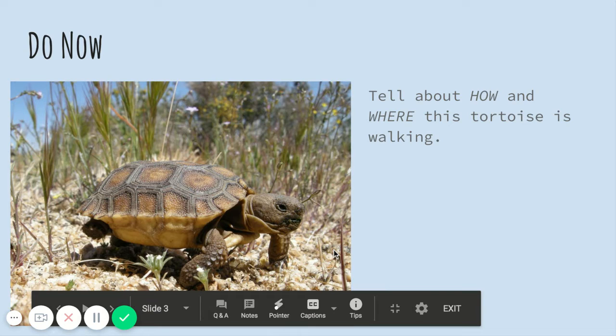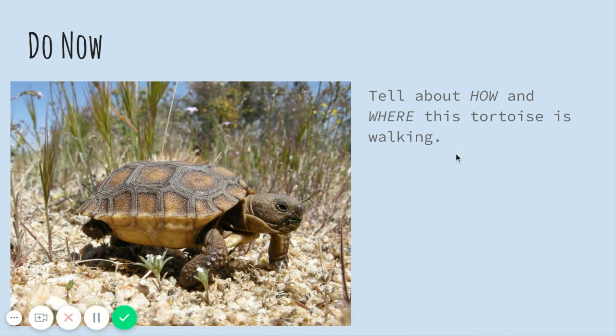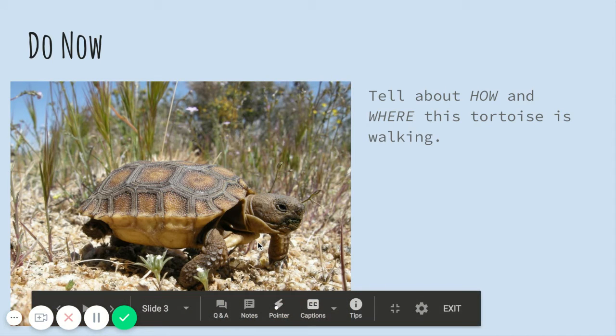Now, whether you knew it or not, the words you were coming up with were probably adverbs. If you were telling how and where this tortoise is walking, you are describing that verb. The verb is walking, right? To walk. So if you were telling how or where, you were probably using adverbs to do that.